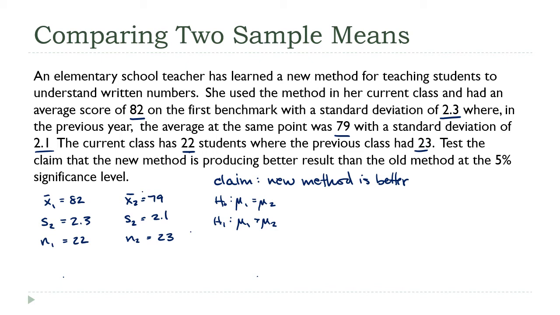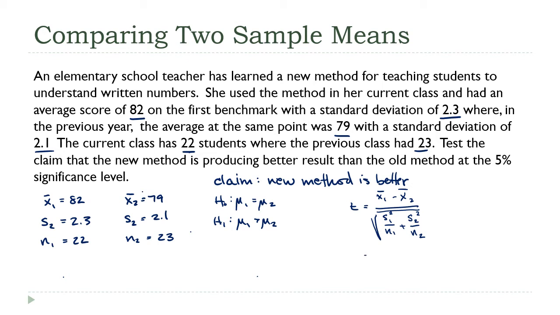Okay, so now we can do our calculations, right? The t, and remember this, we're talking about means here, so I use the letter t on purpose. This is a t-score that we're calculating. It's x1 bar minus x2 bar divided by the square root of s1 squared over n1 plus s2 squared divided by n2, the square root of that whole thing.